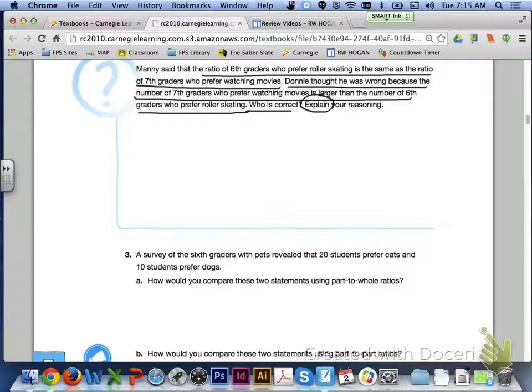So at the top of page 320, it says that Manny said that the ratio of 6th graders who prefer roller skating is the same as the ratio of 7th graders who prefer watching movies. Donnie thought he was wrong because the number of 7th graders who prefer watching movies is larger than the number of 6th graders who prefer roller skating. Who is correct, and explain your reasoning? So refer back to the table, take a look at the ratios for each of those activities, and answer this question with your group members.